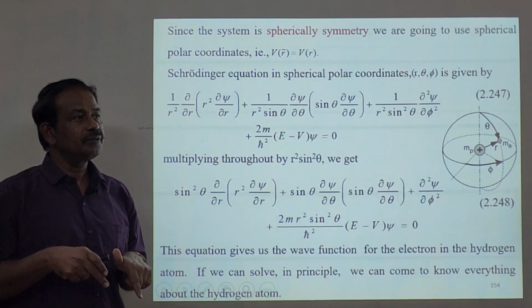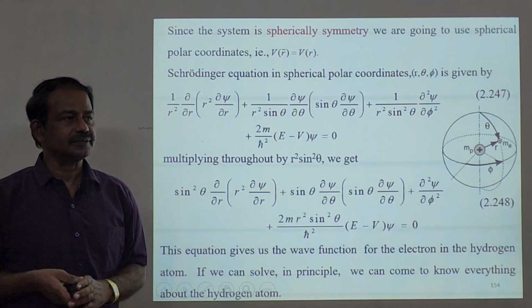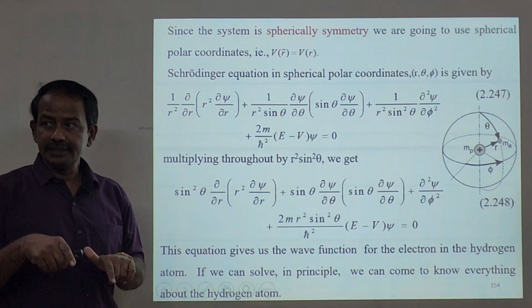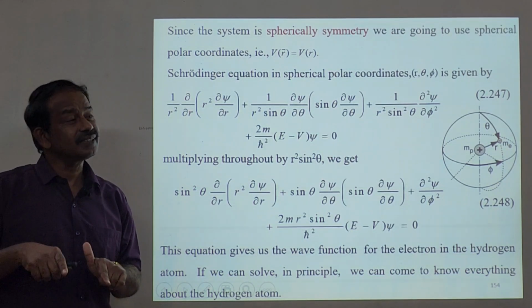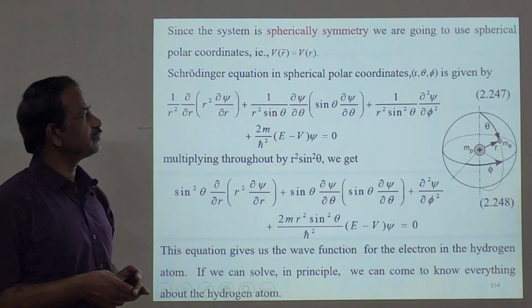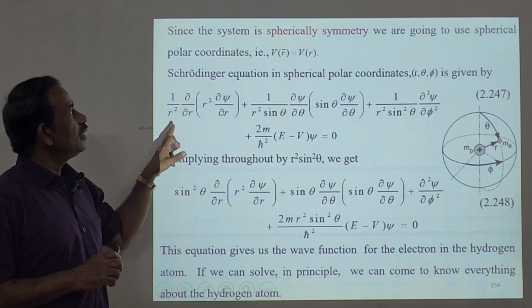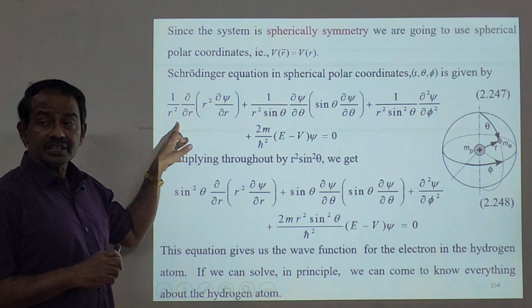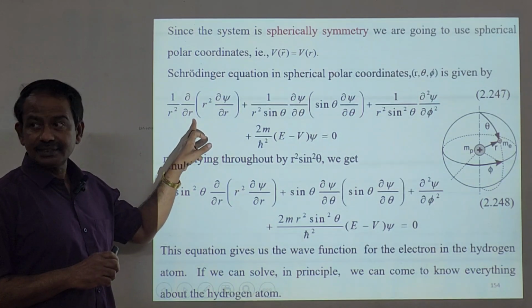Its magnitude from the fixed point will always be constant. It depends only on the magnitude, not on direction. So V of r vector equals V of r. So we have to assume this. And the Schrodinger equation in spherical polar coordinates can be written exactly like this.